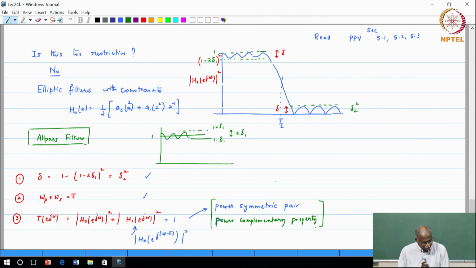on what enables us to satisfy this. Now, given this set of conditions, the 1 and 2 are straightforward. Third is a property that we would have to be careful to deal with, but this class of power symmetric filters exists. So, given this, the elliptic filter designed with these constraints will be decomposable in the following way. Given that statement, we will come back to this once we have studied all pass filters.